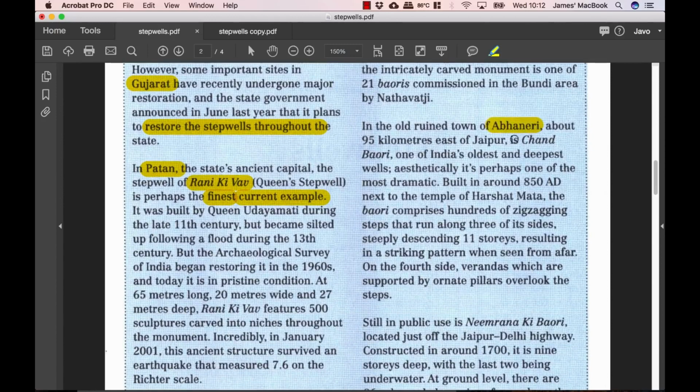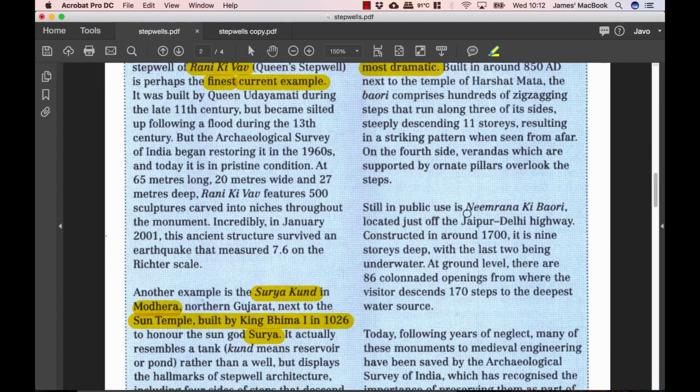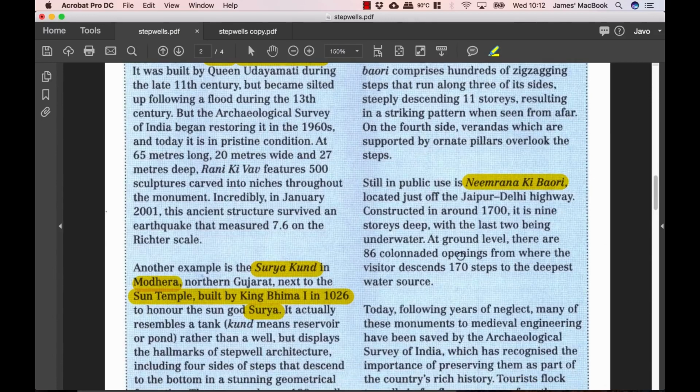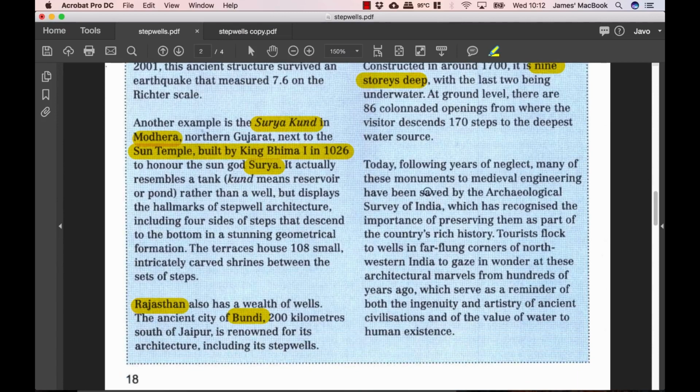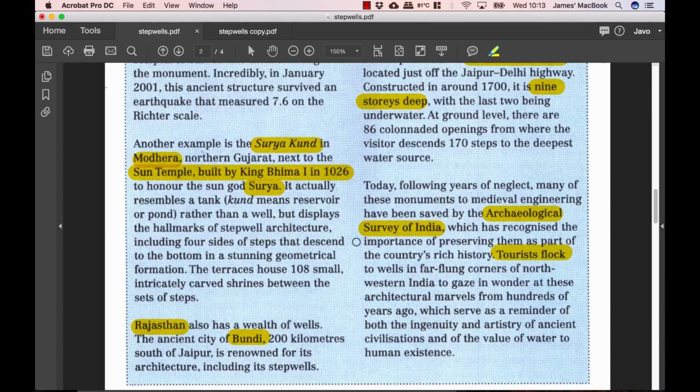Okay, in Neemrana, oldest and deepest wells is Chand Baori. Aesthetically, perhaps the most dramatic. Interesting. Okay, and the last one, still in public use, so still being used. 9 stories deep. Okay. And over here today, years of neglect, many of these saved by the Archaeological Survey of India. Tourists flock. Okay, that's the next sentence.